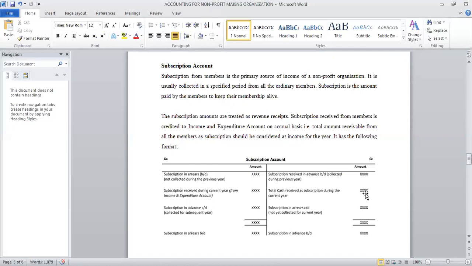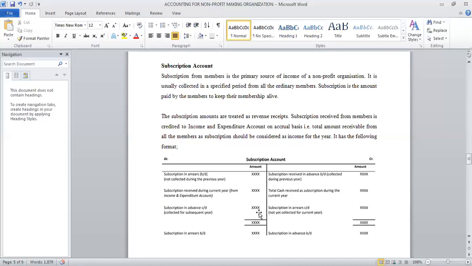Another amount that we are going to find not meant for this year is subscription in advance carried down, meaning that it was collected this year, but it is going to be utilized the following year, or it was meant for the following year. You record it here. This is collected for the subsequent year or the following year. So it was received in the current year, but it is not for this year. We also minus.